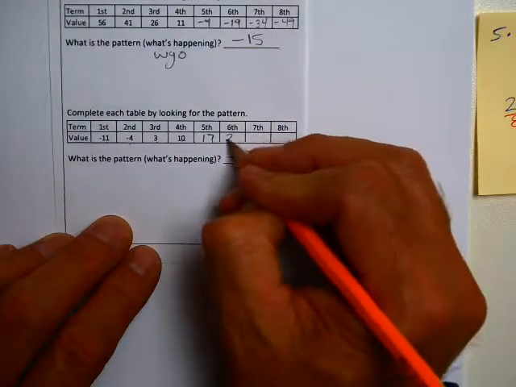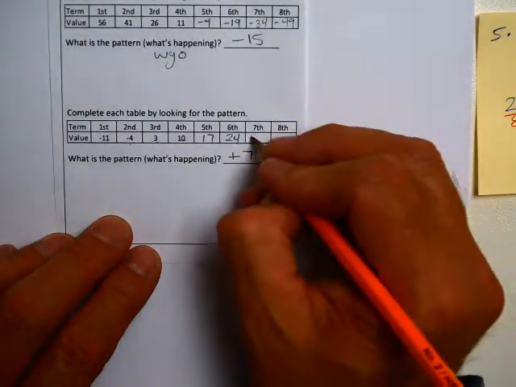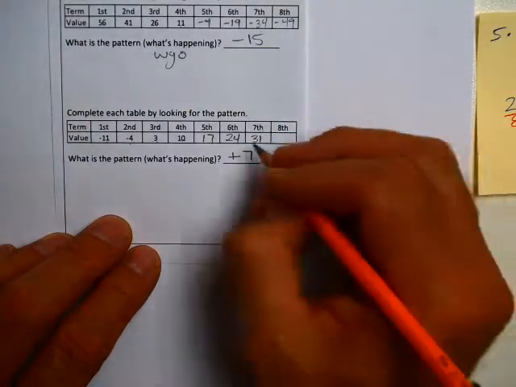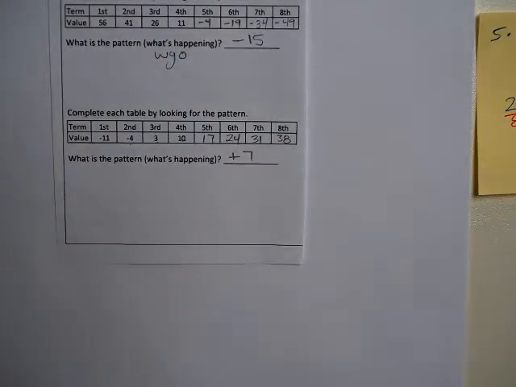17 plus 7 would be 24. Plus 7 would be 31. Plus 7 would be 38. And that's it for this quiz.